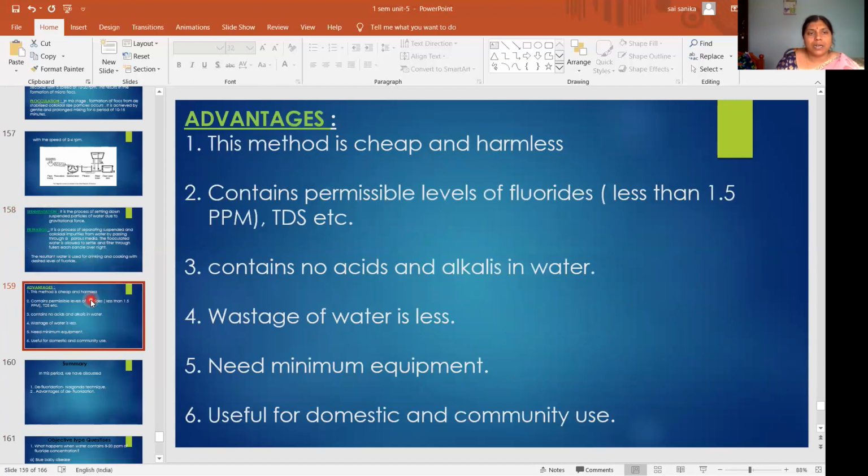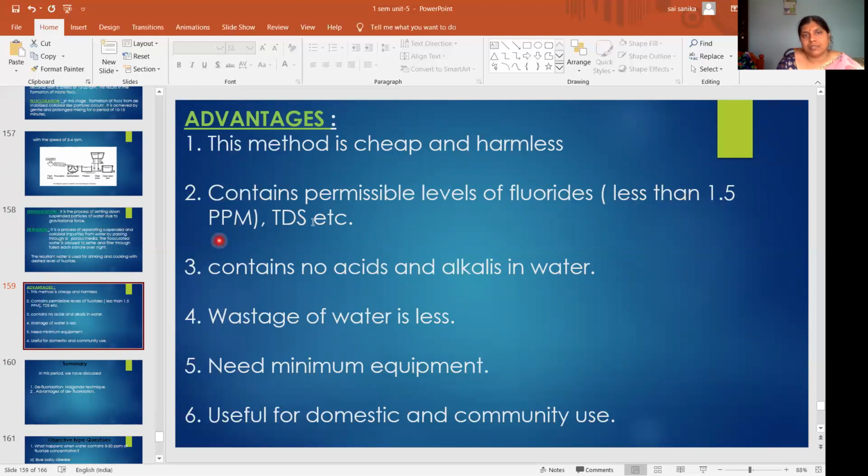Then come to the advantages. What are the advantages? This method is cheap and harmless. Very, very cheap method. Okay. And harmless. It contains permissible levels of fluoride, less than 1.5 ppm, and total dissolved salts. TDS means total dissolved salts. So less than 1.5 ppm.